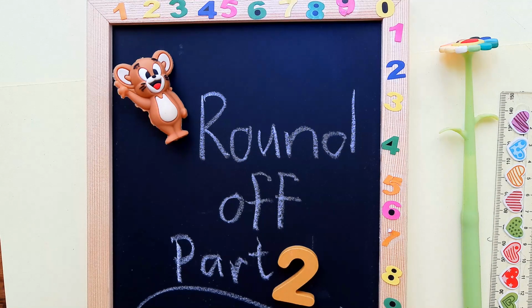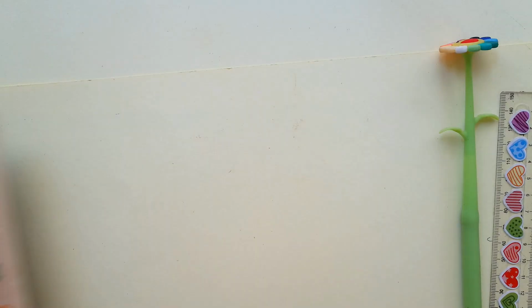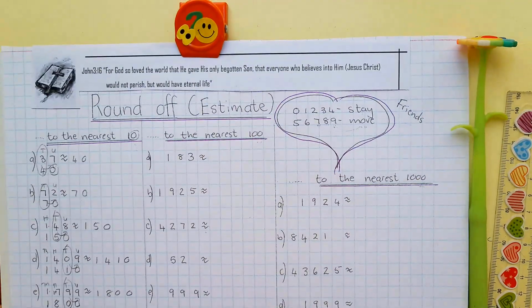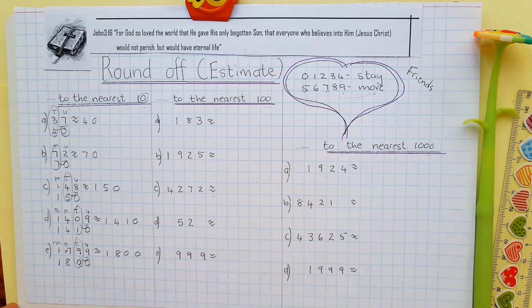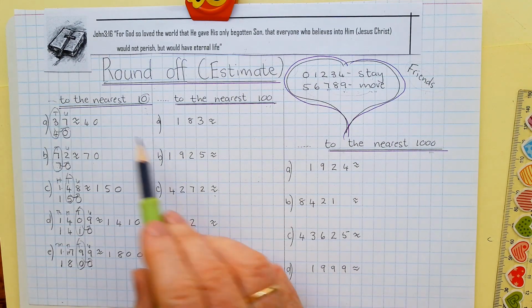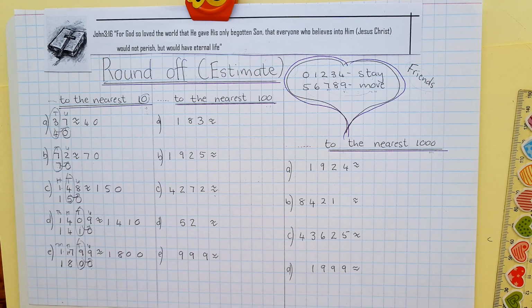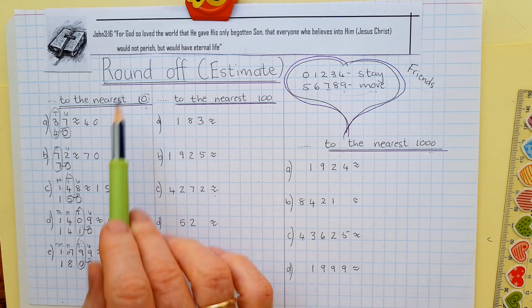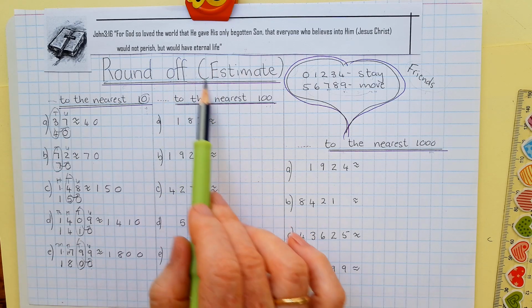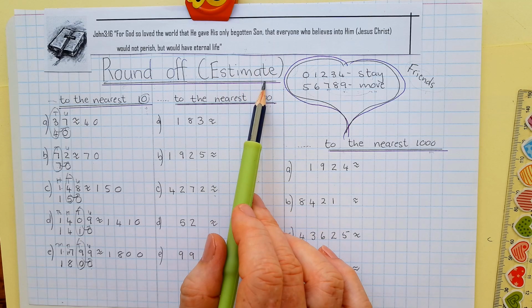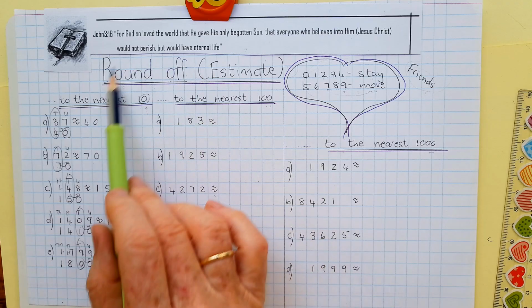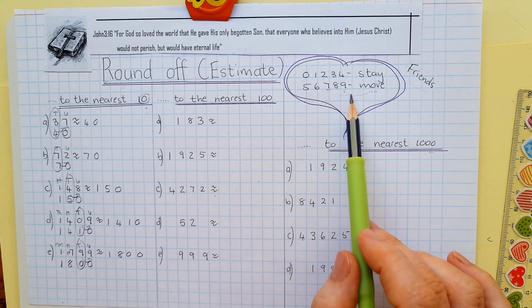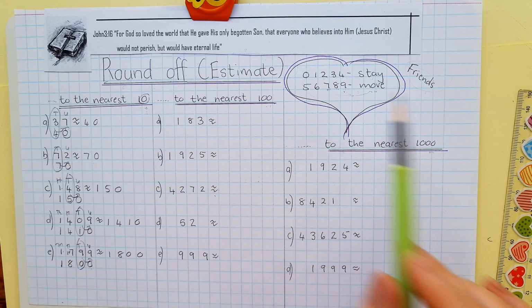Round off, part 2. In the previous video clip, I've explained how to round off to the nearest 10. Let me just revise all the information. Round off can also be estimation. And when I see round off or I read round off, I need my friends.